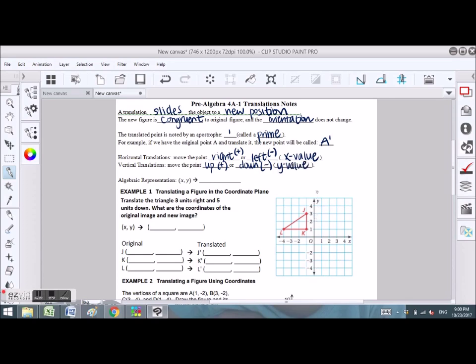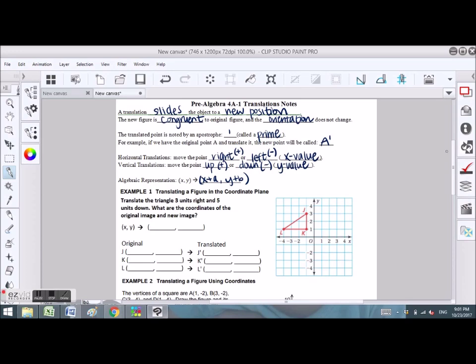So every time we translate a point, a lot of times it'll give you a worded description, but you have to be able to translate that from English to Mathlish. So you go from x, y, and you write the algebraic representation. So whenever you are writing a new point in algebraic representation, it looks like x plus a, comma, y plus b. And this just shows the change that has happened to that point. So the x value is changed by a, and the y value is changed by b.